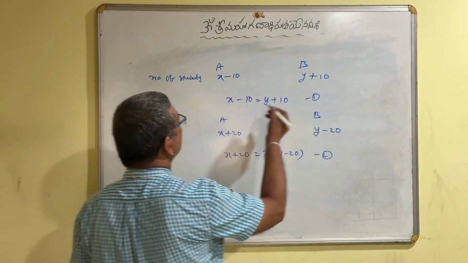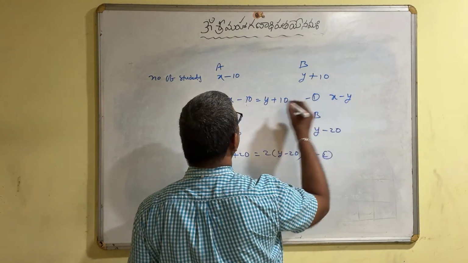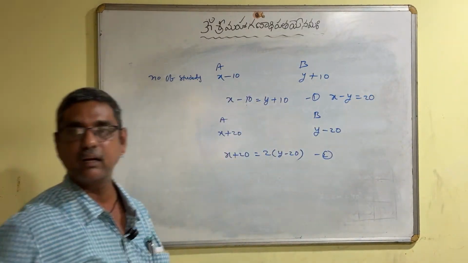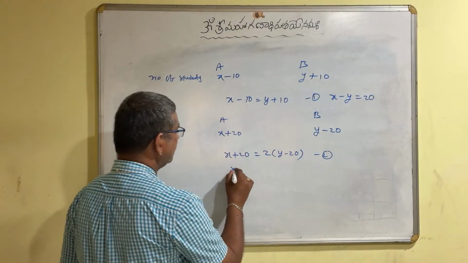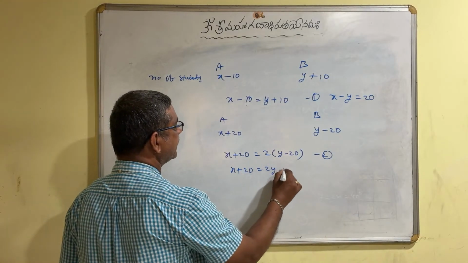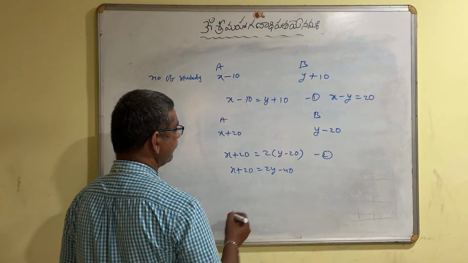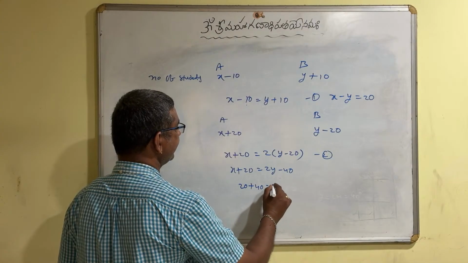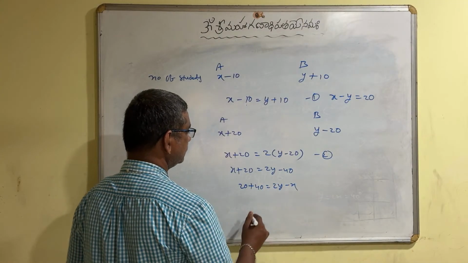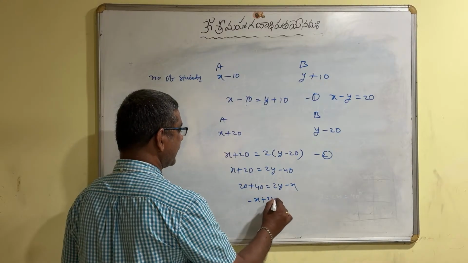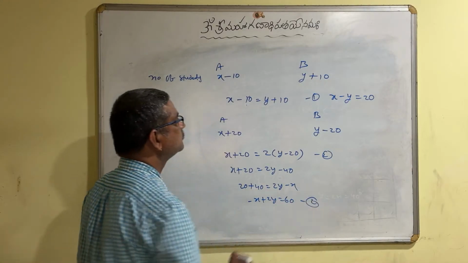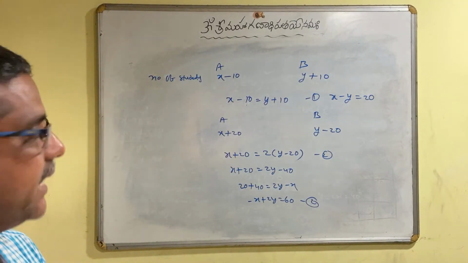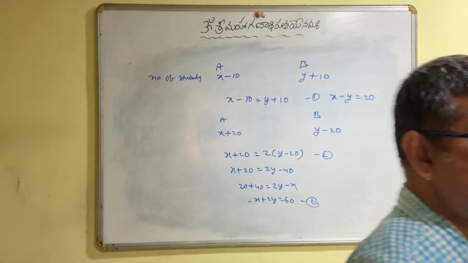Now simplify this. X minus y is equal to 20. This is equation 1. And here x plus 20 is equal to 2y minus 40. Then 20 plus 40 is equal to 2y minus x. That means minus x plus 2y is equal to 60. Equation 2. X minus y is 20 and minus x plus 2y is 60.